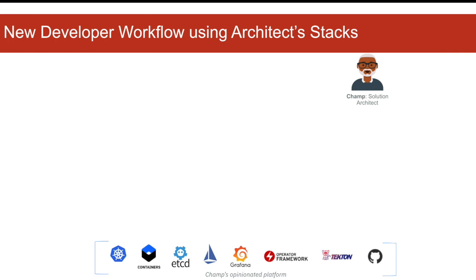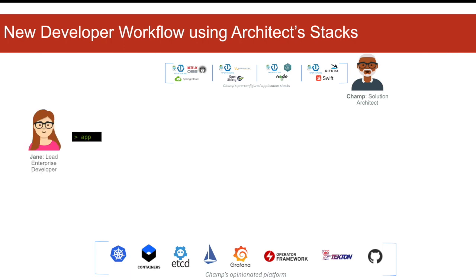Let's see how that works. Champ, our solution architect, provides his set of pre-configured application stacks, and these become available to Jane to use. Jane uses the CLI to discover the available stacks that she is able to use, either through the CLI or through a web interface. Jane can then create a new project using init, which gives her just her application code.